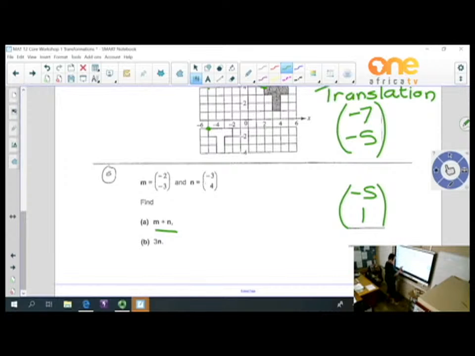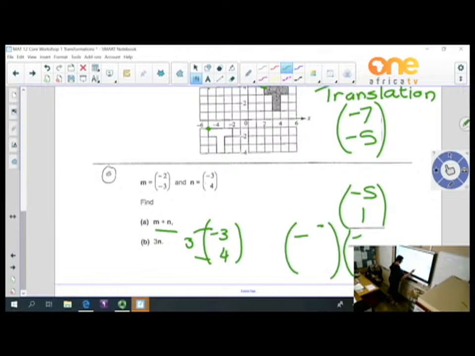The second one, 3n, so it means I'm going to multiply each one in the bracket. Remember, never ever put a line there like a fraction. It's not a fraction. So this one is going to look like that, so let's rewrite it here. -9, 12. That is then the column vector for that one.